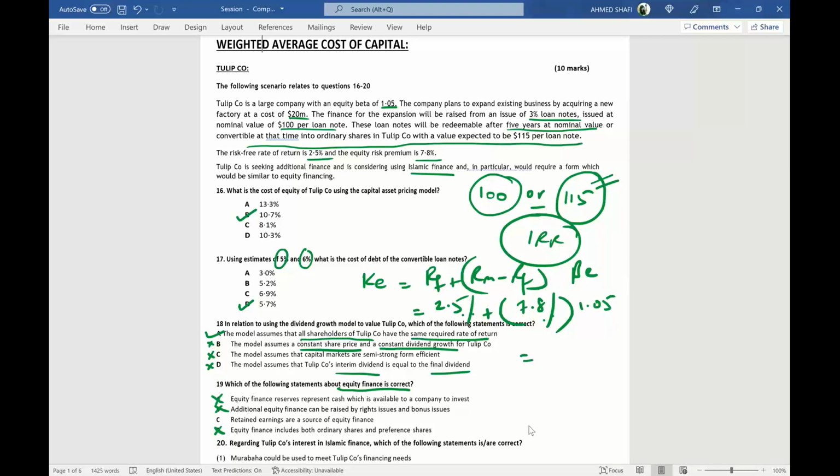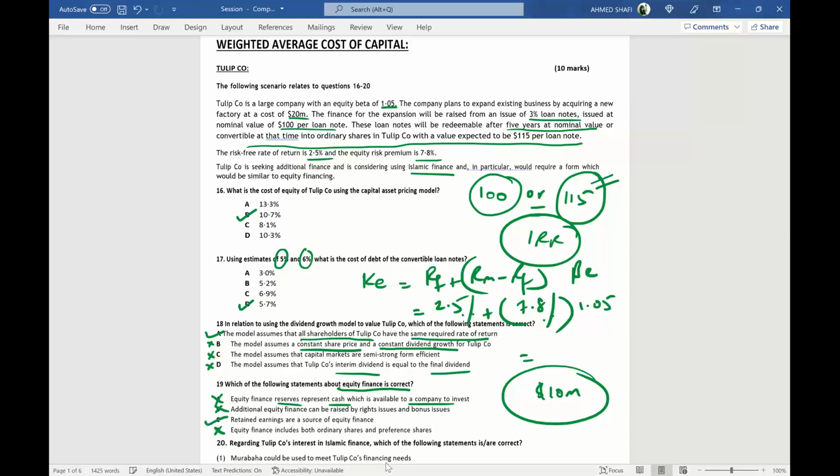Director A, equity finance reserves represent cash which is available. Reserves not always mean cash which is available. If company has reserves of 10 million, that doesn't mean it has cash of 10 million. Okay, reserves can be non-cash as well. This is what I mentioned in director A proposal as well. So this is also wrong, that equity finance reserve represent cash.